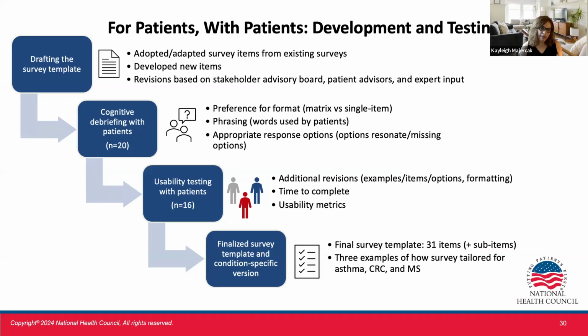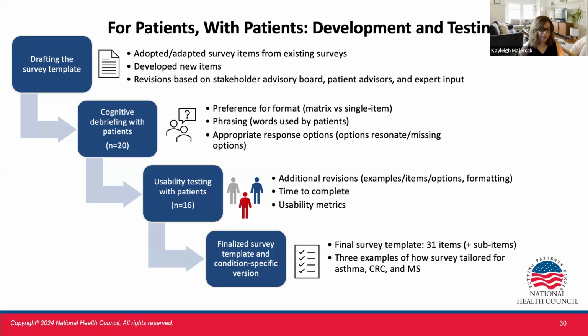And then in this phase, we also captured time to complete the survey because we really wanted to understand how long it was going to take to complete. So in this particular phase, instead of the interviewer sharing the screen, the interviewer shared the link to the online version of the survey, which was developed in Qualtrics, and sent the link, and the participant would complete in real time. And so we were able to capture the time to complete, as well as other usability metrics such as relevance, understandability, the difficulty of using the system, and so forth. And after usability testing, we had this finalized survey template, as well as the condition-specific versions.